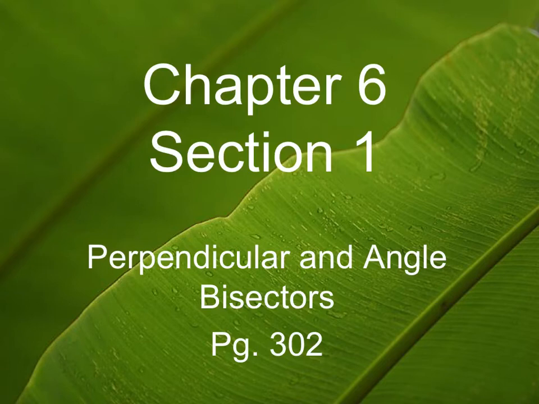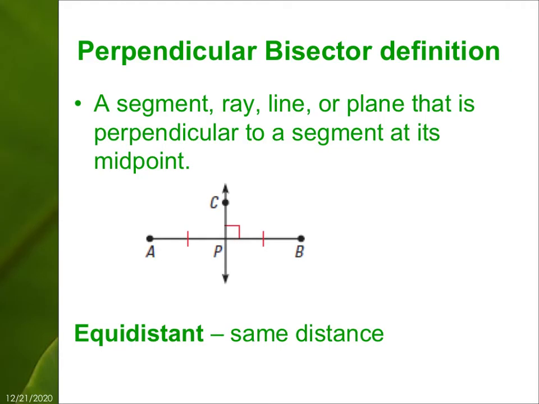So today we're going to start chapter 6, section 1, and we're going to cover the perpendicular bisector part of the notes. So first thing we're going to do is define what a perpendicular bisector is. A perpendicular bisector can be a segment, a ray, a line, or a plane that's perpendicular to a segment at its midpoint.